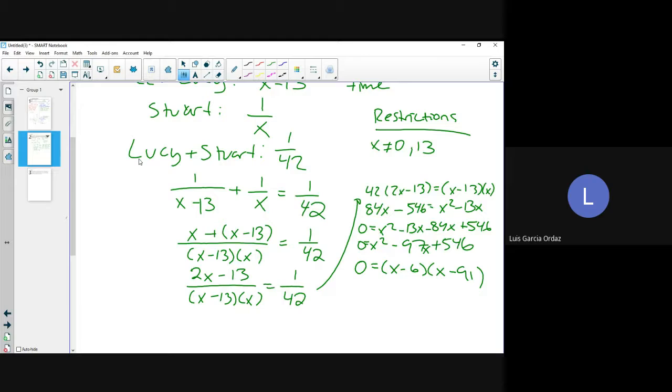So at what times does it take Stuart to deliver the flyers? One of them is going to be inadmissible, and one of them is going to be our actual answer, because time can't be negative. So which one gives us a negative time? Let's sub in 6 into Lucy. So we get x minus 13 for Lucy, which is 6 minus 13, which gives us negative 7, let's just say minutes. Can we ever have negative time? No. So this is called inadmissible.